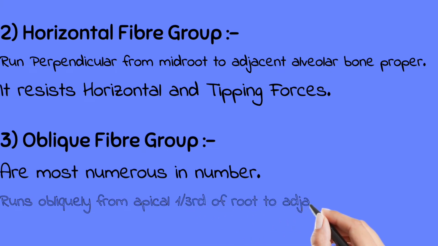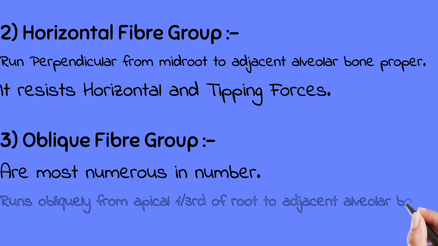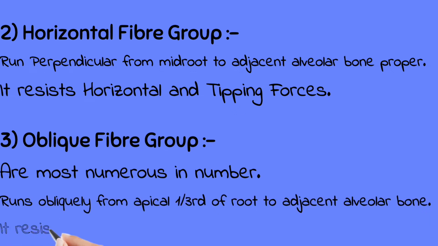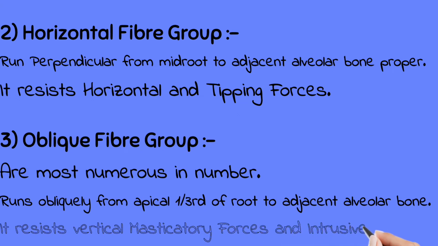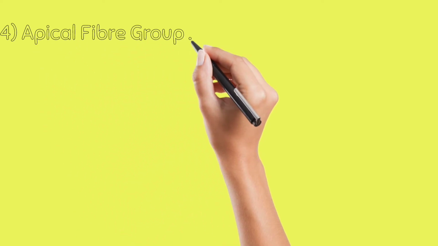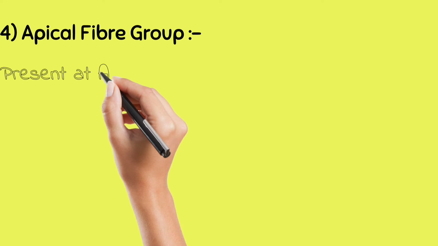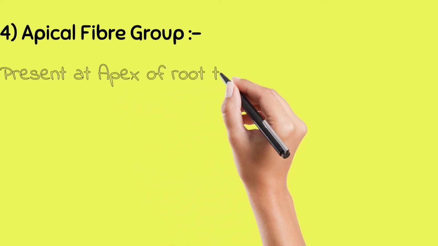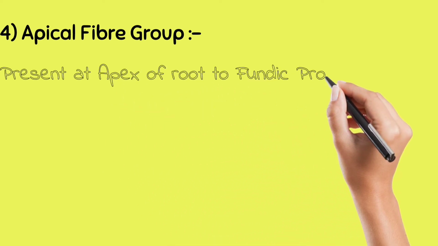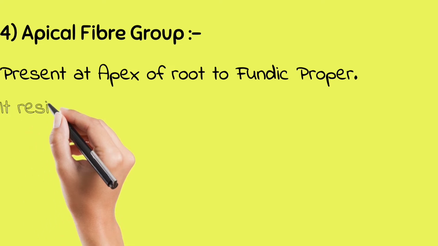Next, we move on to the apical fiber. What does this apical fiber do? This apical fiber resists the vertical forces, and these are located from the apex of the root to the fundic proper, that is the base of the socket.